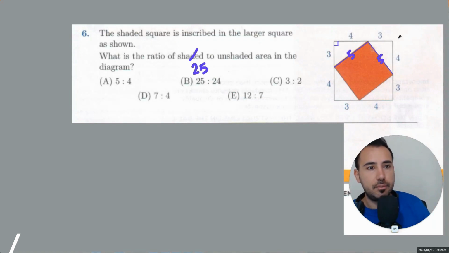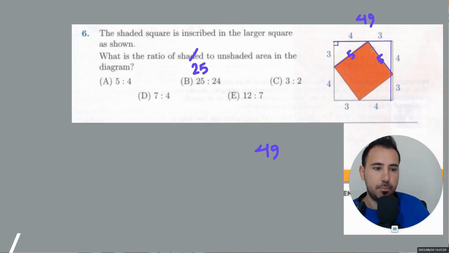What is the area of the biggest square? This is 7. If this is 7, this is also 7. It's a square, so the full area of the square is 49, but we shouldn't make mistakes, right? Because here it says shaded to unshaded. The area of the unshaded one will be 49, the biggest square, minus 25, which is the red one, is 24. So this B would be the answer. I think it's easy, but you could make a mistake.